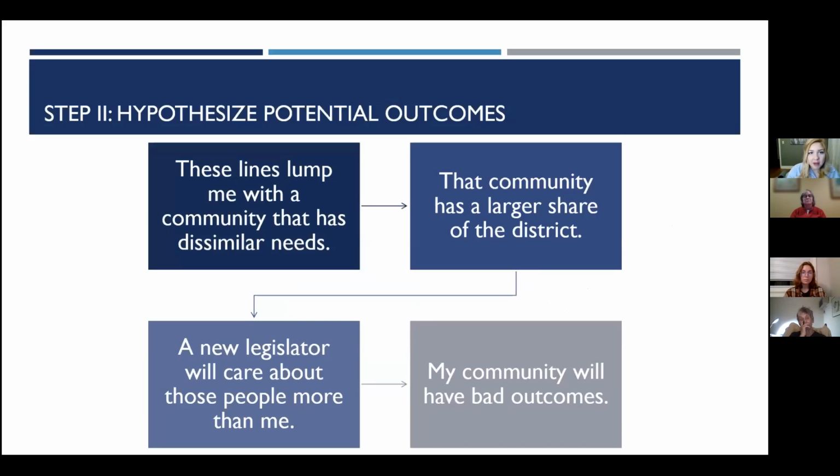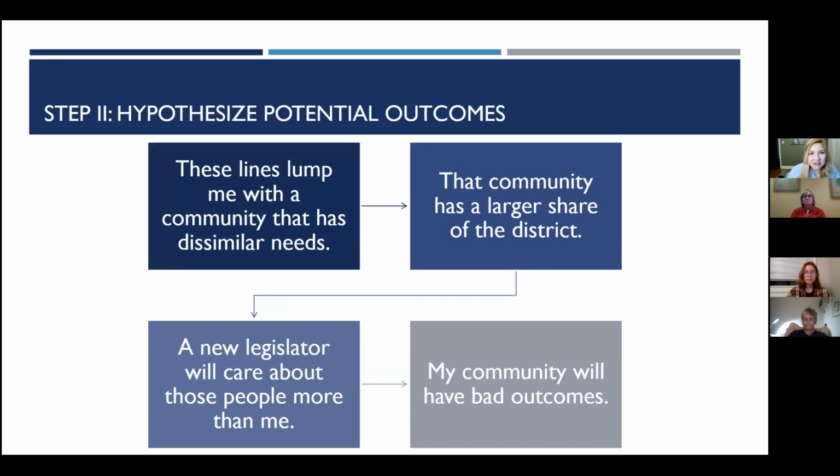Then we're going to hypothesize. Based on these maps, what will the outcomes be like for me, my family, and my community? Do these lines lump me in with a community that has dissimilar needs? That community might have a larger share of the district, that legislator might care more about them than me, and that means my community might have bad outcomes.